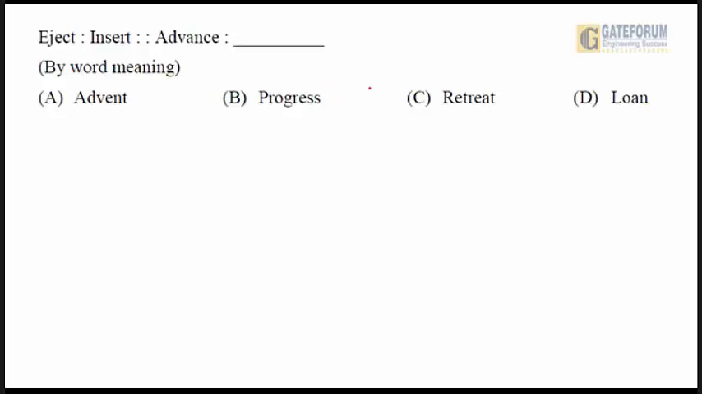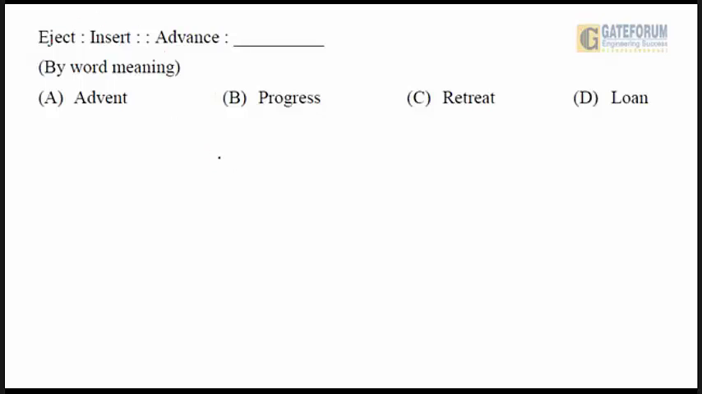Eject is to insert as advance is to what? This has to be done by understanding the meaning of the words. So there are the options. Give it a try. Well, I hope you have understood that eject and insert are opposite in meaning. Eject means pass out, throw out, something of that sort, and insert means put in. So obviously these are opposites in meaning.